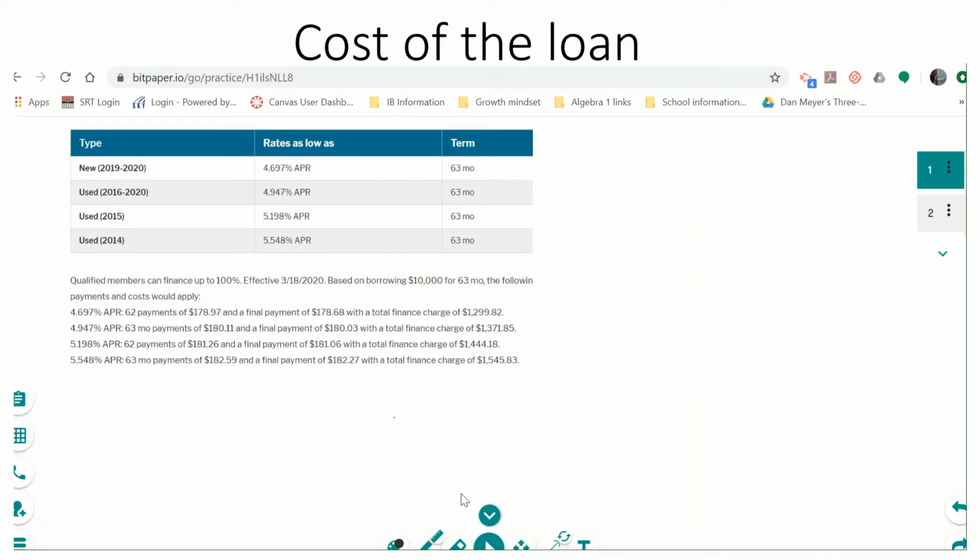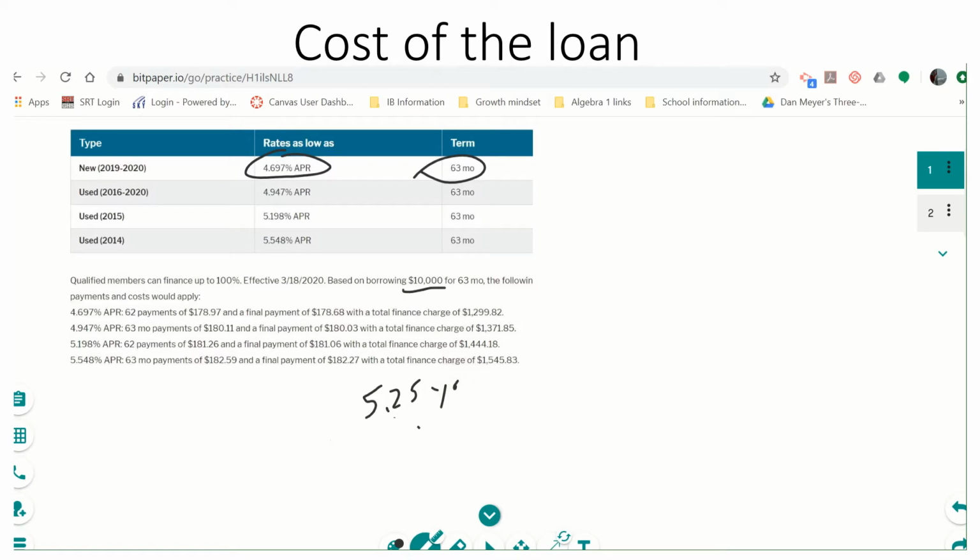So what I have is the interest rate charges for Teachers Credit Union on a car. They give you the different rates based on the year of the car. All of these are 63 months, which, you know, 12 months in a year, so 60 months would be 5 years. So these are all 5 1/4 years. But they just compare them on a loan of $10,000.